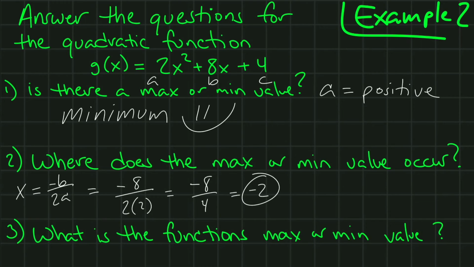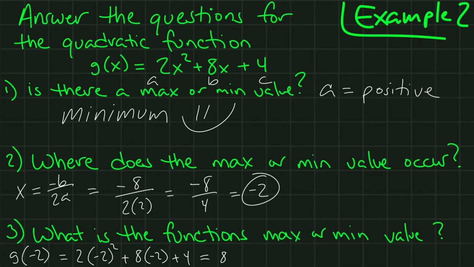So what is the function's minimum value? We're going to just plug in that negative 2 for x and find the y value. So we have g of negative 2 is equal to 2 times negative 2 squared plus 8 times negative 2 plus 4. Then we use order of operations. Negative 2 squared is going to be positive 4. 4 times 2 is 8.